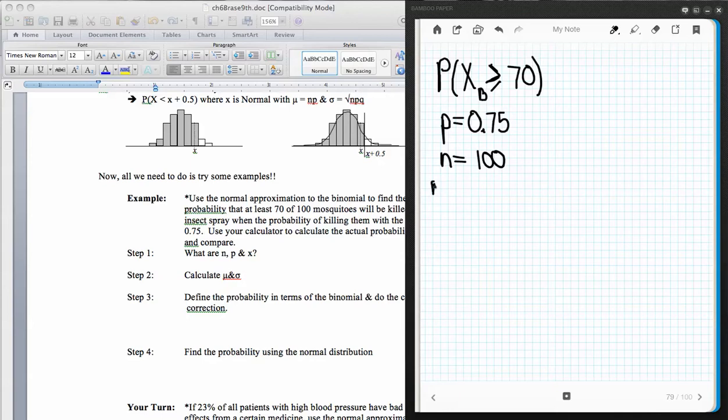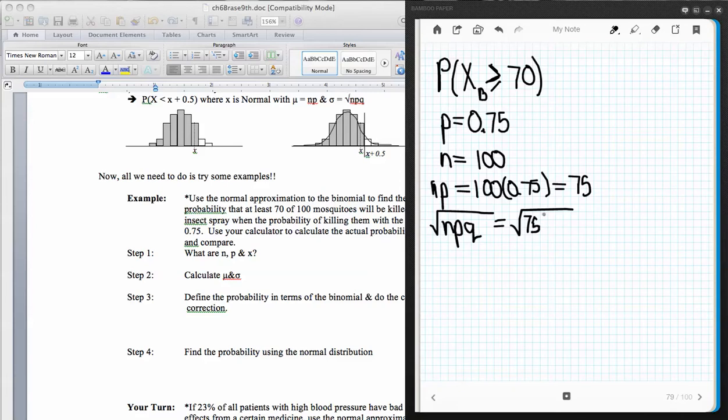So what we want to find is n times p, because that's going to give us our mean. So 100 times 0.75, that's going to be our mean, and that's going to be, of course, 75. And then we want to find the root of n times p times q, because that's our standard deviation. So this is the square root of n times p, which I already know is 75, and then that times 0.25. And then I'll need the root of that, which I'm going to use my calculator for.